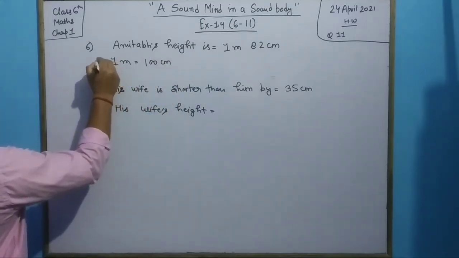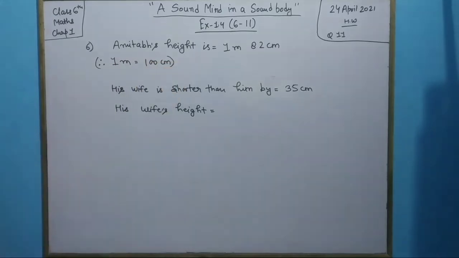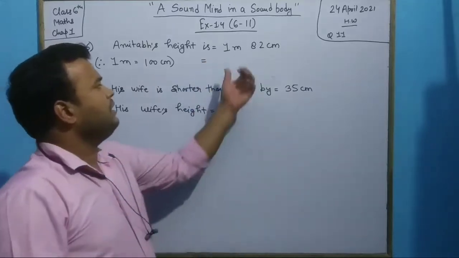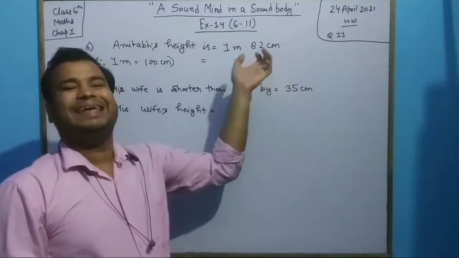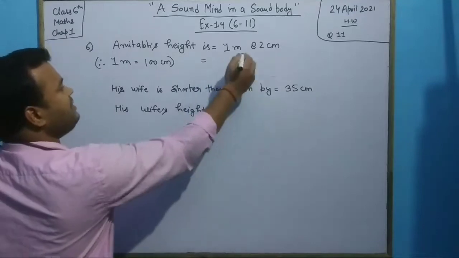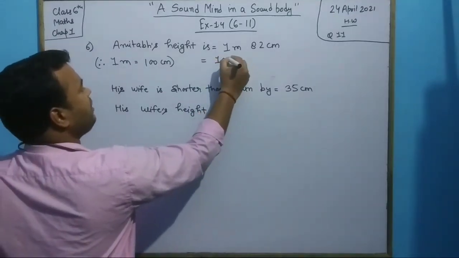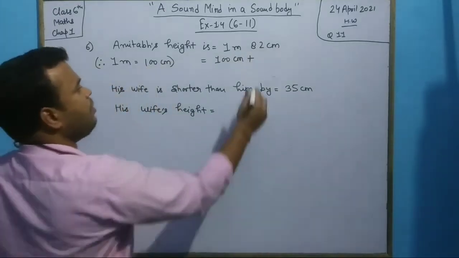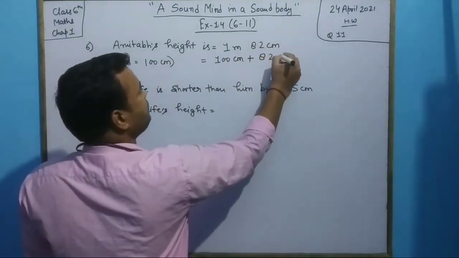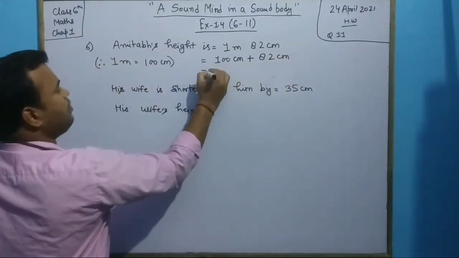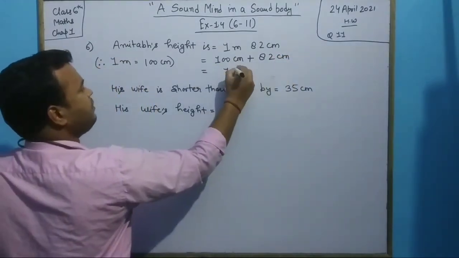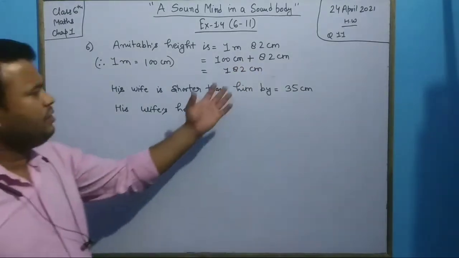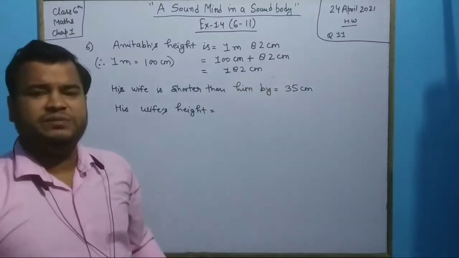1 meter is equal to 100 centimeter. So what happens? You have to convert this whole unit into centimeter. As 1 meter has to be converted into centimeter, it will be 100 centimeter. Now this is already in centimeter, so it will be 82 centimeter. So when you add it, it will be 182 centimeter. The whole has been converted to centimeter.